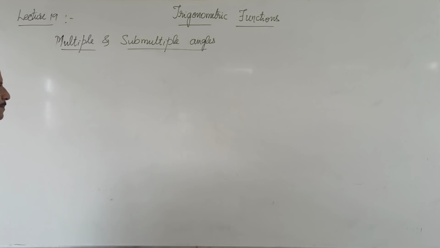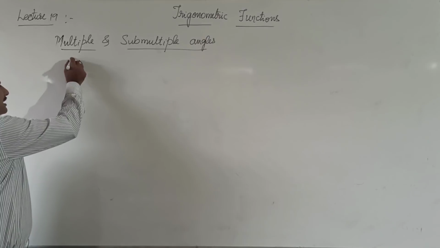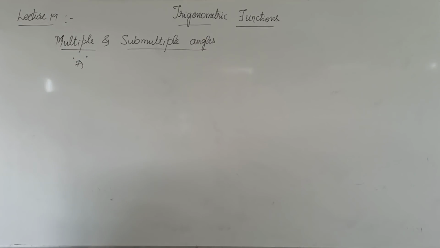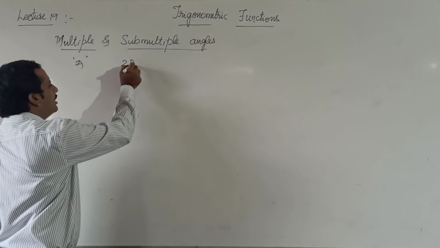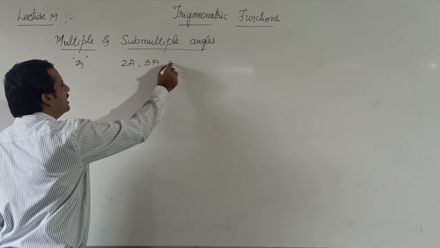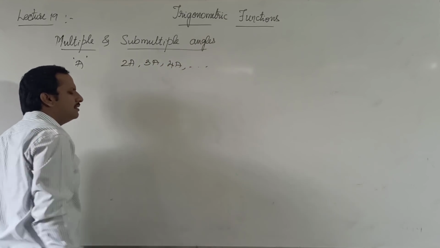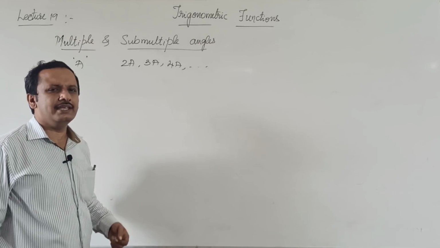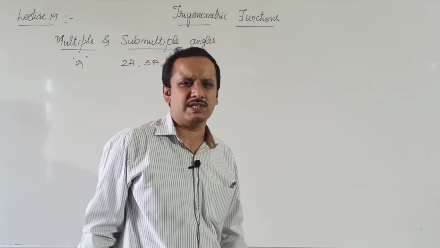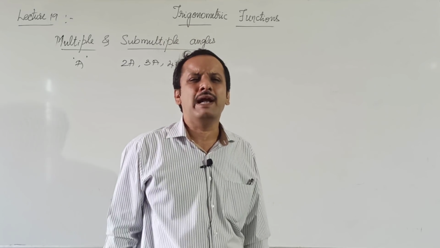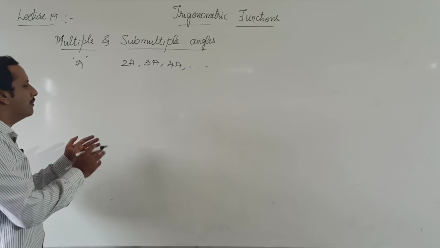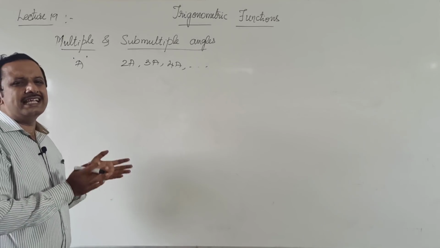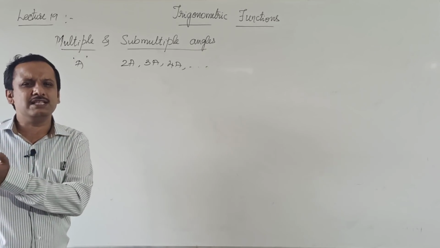Let me explain. Let A be any angle. Then 2A, 3A, 4A, 5A, etc. are all called multiple angles. If A is any angle, then 2A, 3A, 4A, 5A, 6A, etc. are called multiple angles of A. That means A is multiplied by 2, A is multiplied by 3, A is multiplied by 4, and so on.